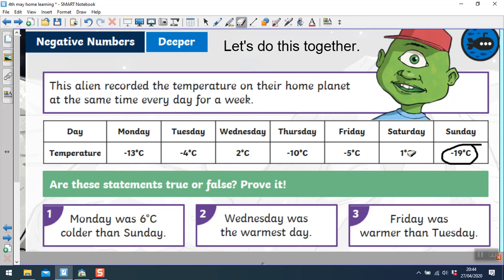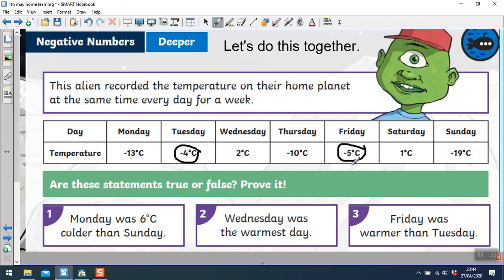So is 2 degrees the warmest temperature, the highest number that we've got here? Yes, it is. That is true. And 3, Friday was warmer than Tuesday. Friday was negative 5. Tuesday was negative 4. This is saying Friday, negative 5, is warmer than negative 4. That is false. Negative 5 is colder than negative 4 because negative 5 is further away from 0.